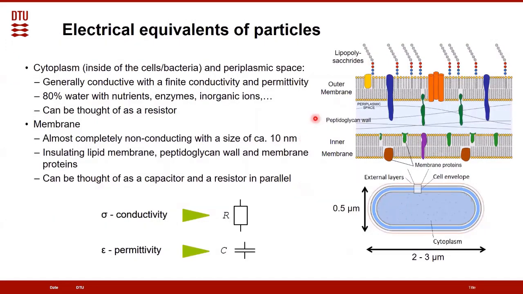Now, if we think a bit about the bacteria membrane and inside, we can see that the cytoplasm is a generally conductive area that has a finite conductivity and permittivity, and so is the periplasmic space. The membrane, on the other hand, is a very thin domain, about 10 nanometers, and it's insulating. So we can think of the cytoplasm as a conducting resistor, whereas the membrane can be thought of as a capacitor.